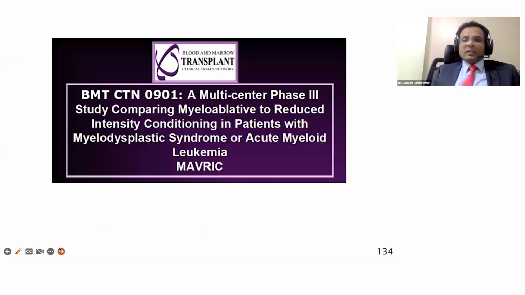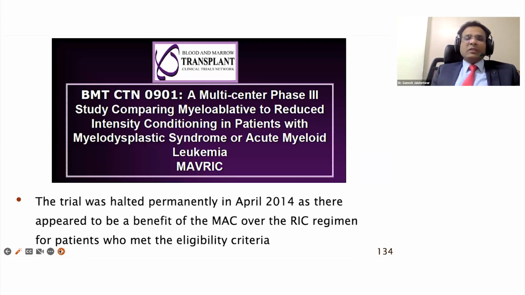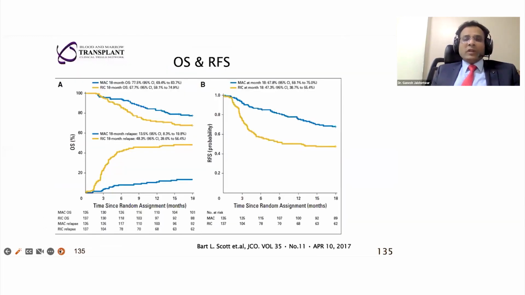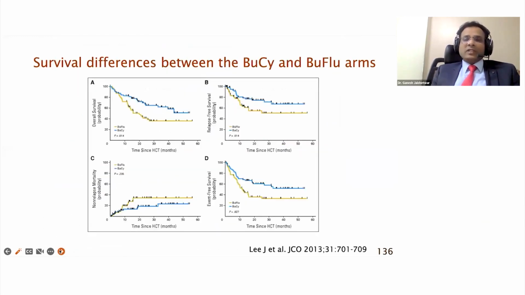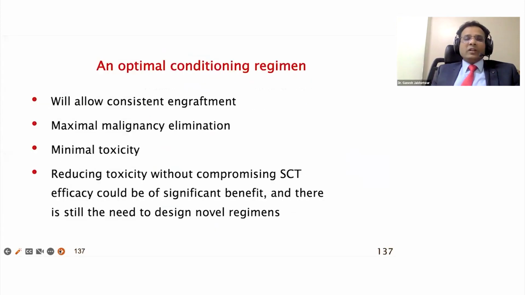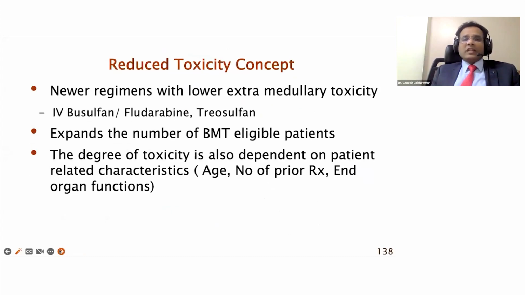So just to highlight another paper on the impact of conditioning, it is BMT CTN 0901. This trial was halted permanently, comparing myeloablative versus reduced intensity conditioning for AML, because with myeloablative conditioning there was a clear survival advantage, and that's been known for many years. And in younger fitter patients, our preference is always myeloablative conditioning. So the optimal conditioning regimen is one which will allow consistent engraftment and be minimally toxic, which will allow the cancer elimination with reduced toxicity without compromising the transplant efficacy.